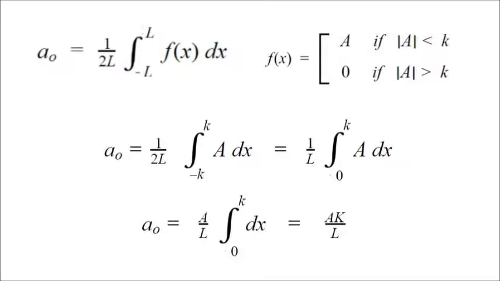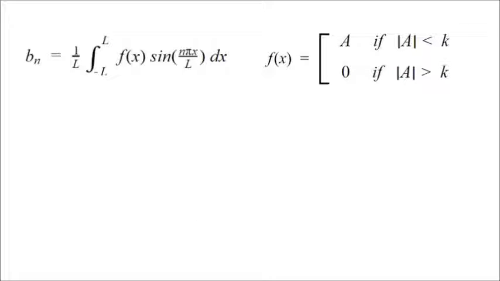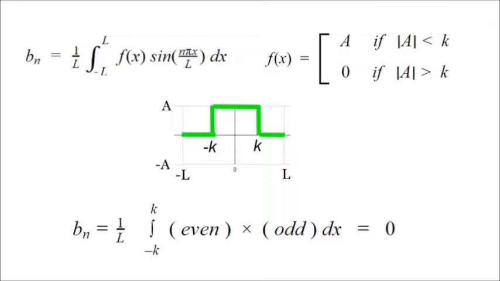A0 works out to be Ak over L. Again, the average height of the function. I like that. That's easier to think about than doing the integral, but it is what the integral is. Okay. Bn, we're skipping to Bn. Because Bn is 0. Our function this time is even. And the sine wave is odd. And there you go, An.